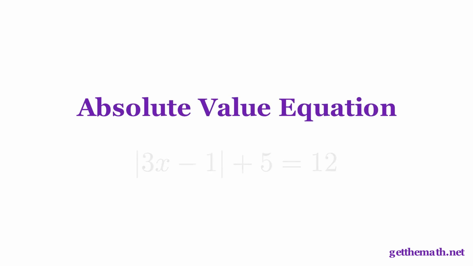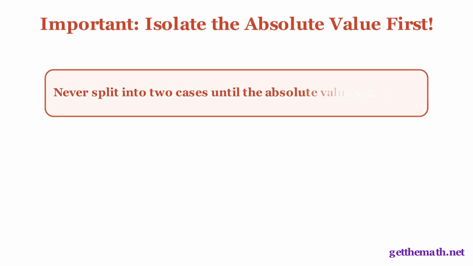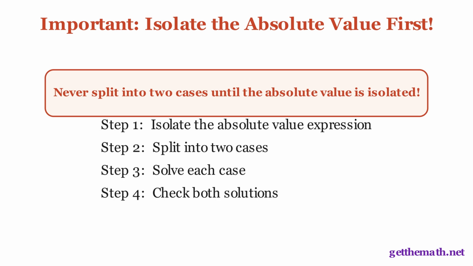Today we are solving an absolute value equation that has extra terms outside the absolute value bars. The equation is, the absolute value of 3x minus 1 plus 5 equals 12. Before we split into two cases, we must isolate the absolute value expression. That means we need to get the absolute value bars by themselves on one side of the equation. This is the most important first step. Never split into cases until the absolute value is completely isolated.